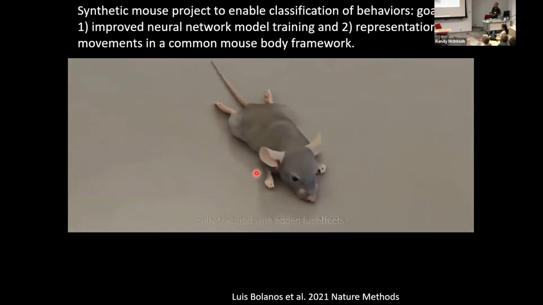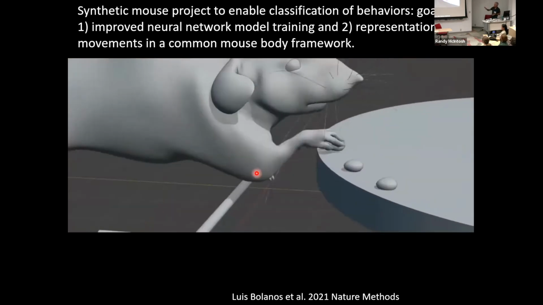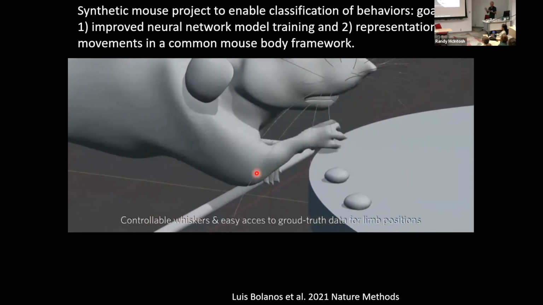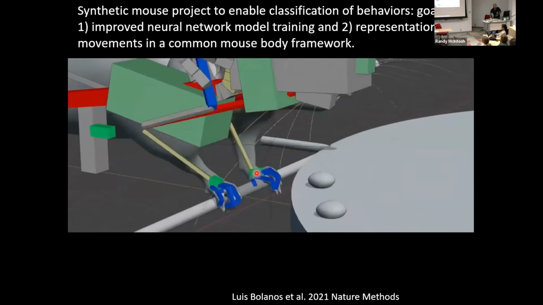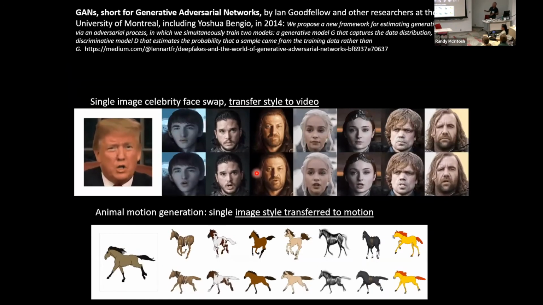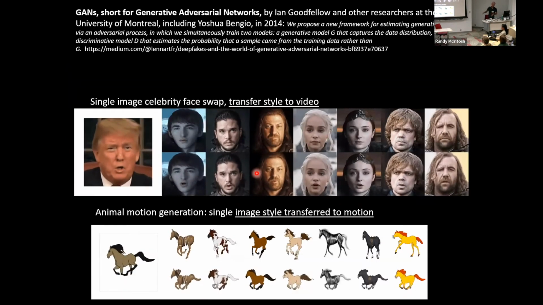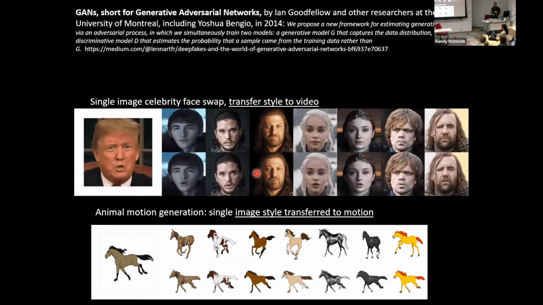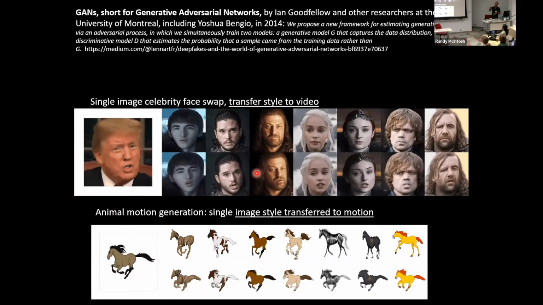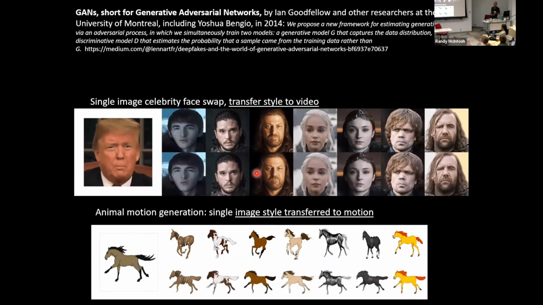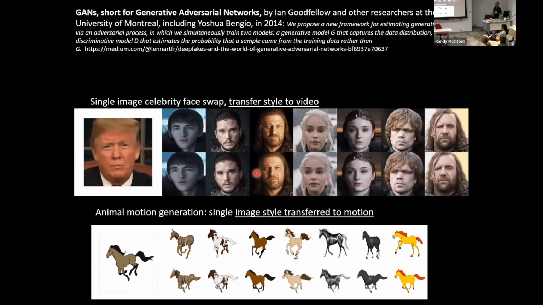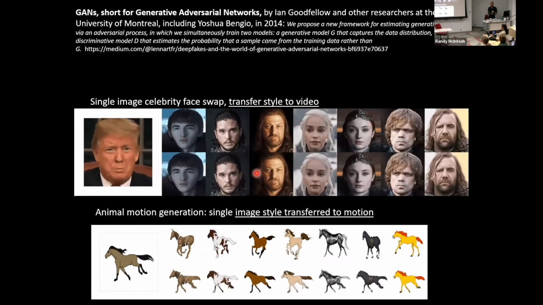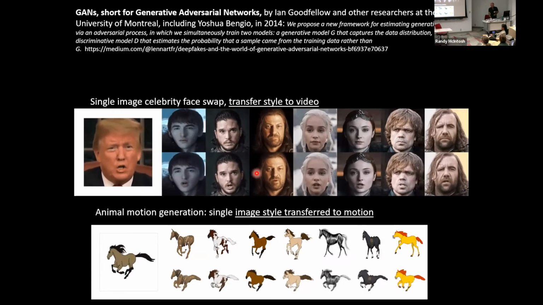So we added fur, and it could also be posed to do things, but it really looked like a fake mouse. So what we did is we then used a GAN, the kind of deep fakes method, to make our fake mouse look real. You probably all know what GANs are. These are generative adversarial networks. And then we can transfer the style of a real mouse to our fake mouse.